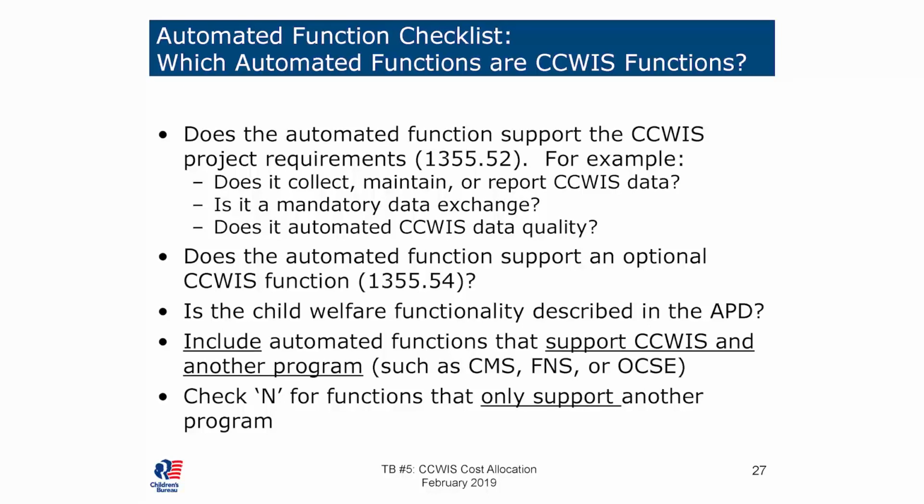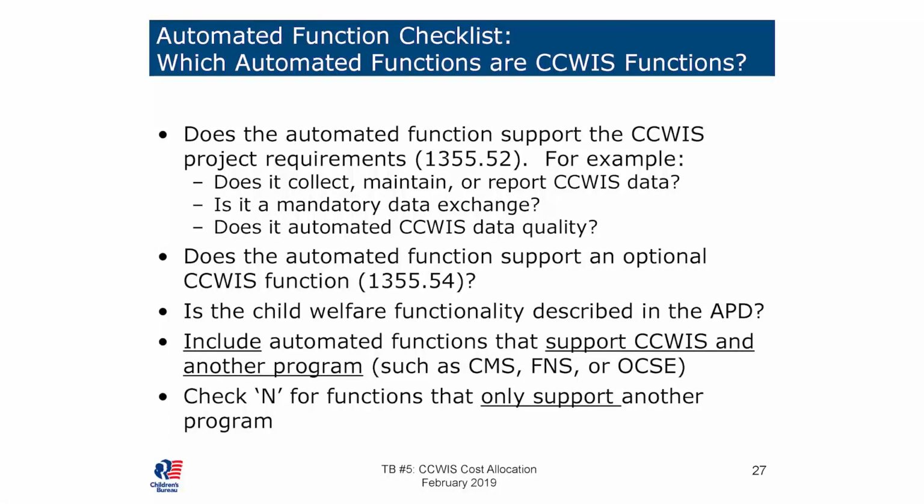And if you have a function that supports child welfare and another program, be sure to include it. For cost allocation purposes, you will have already identified the share supporting other programs, but don't neglect to include the child welfare share in the CCWIS cost allocation analysis. This may be common if you have a multiple program system where common functionality is shared by many programs. But there's a flip side of this. Do not include functions that only support other programs. For example, an automated function for processing child support orders would not be checked yes.